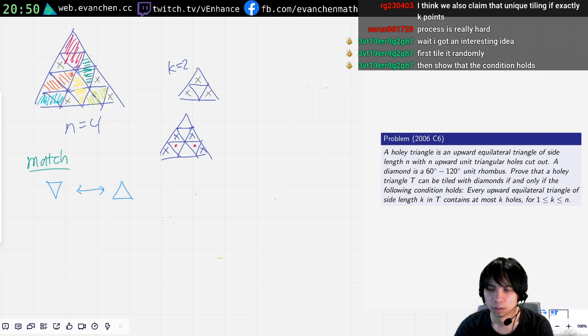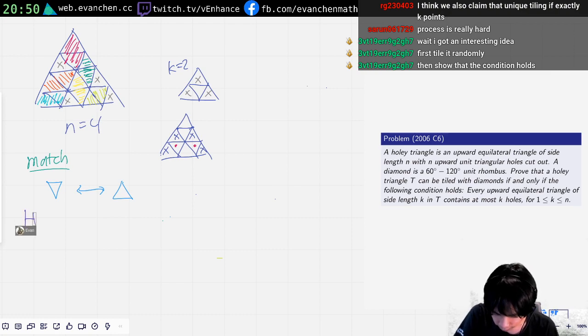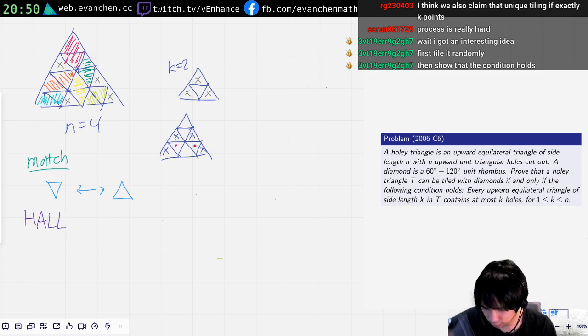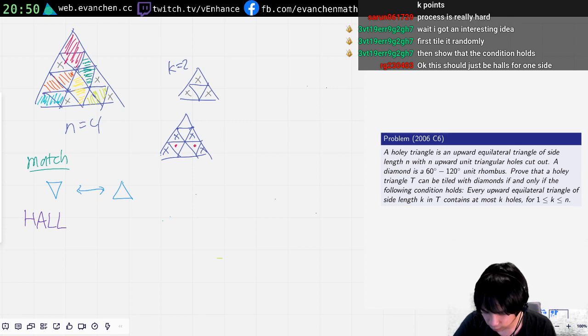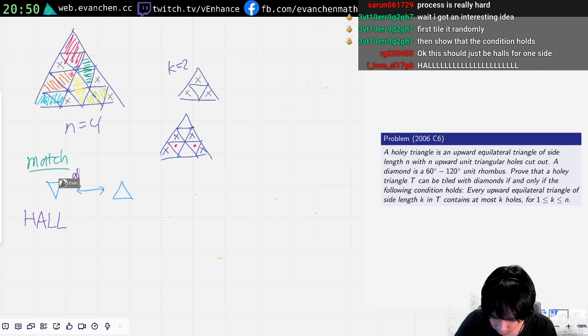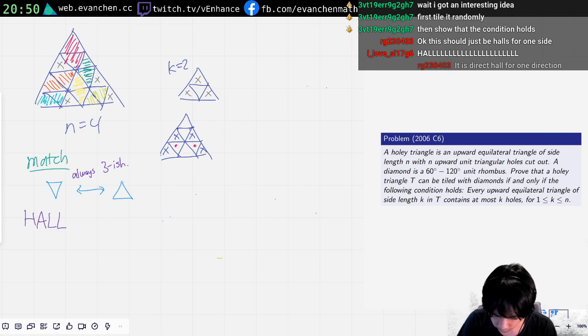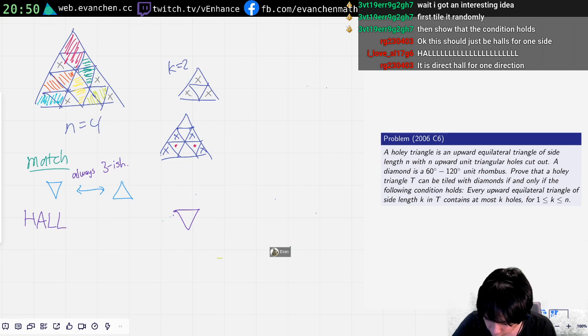what's it saying? Wait, actually, what am I doing? Can I just use Hall's directly? Okay, I'm gonna go after this. I want to see what Hall's says. So we're trying to match, let's say, down arrows to up arrows. Every down triangle always has always 3-ish neighbors, right? Like if I have a down triangle, you're never at the edge. So you have this one you could go to, this one you could go to, and this one you could go to.